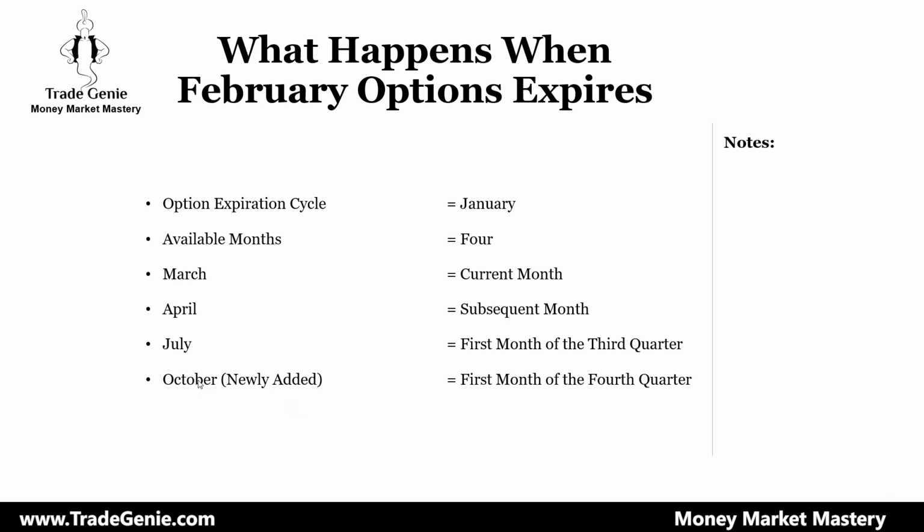So it depends on which cycle the stock is assigned and which month is expiring. Depending on that, a new month will be added. For the same stock, when the February option expires, you will see October added. March becomes the current month, April becomes the subsequent month, and then July and October. July is already there, and a new month is added, which is October. So that's the way the options cycle affects it.